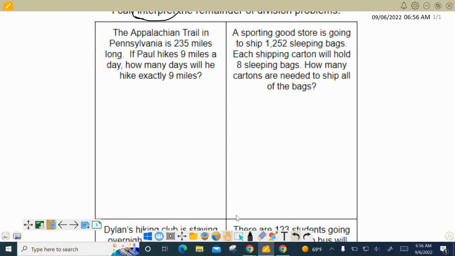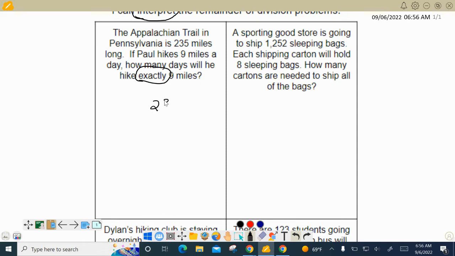I'm going to do the first 2 for you, and then the last 2 you'll do on your own. This first one says the Appalachian Trail in Pennsylvania is 235 miles long. If Paul hikes 9 miles a day, how many days will he hike exactly 9 miles? Now that exactly is really important, so I'm going to go ahead and circle it. We're looking for how many days he will hike exactly 9 miles. Not any leftover, not any shorter, not any more. So let's go ahead and divide.